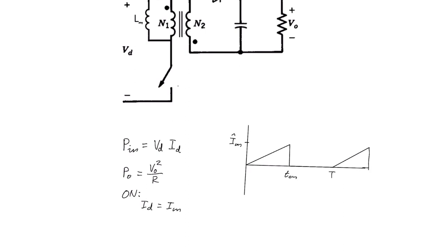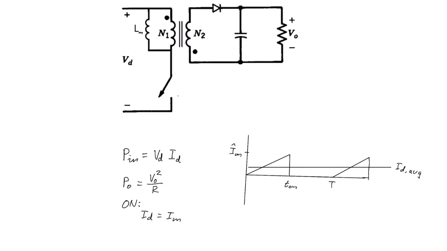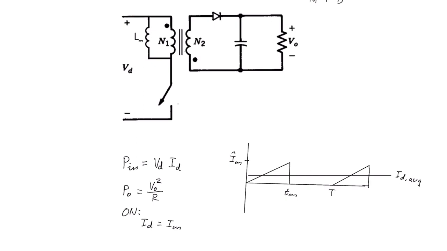So this would mean that the average current going over here would be here. This would be ID average, so AVG. So the power going into the converter would not be constant, and therefore we need to find the average value to compare it to the power going out of the converter. So if we find the average current going in, we can use that to find the average power going in.